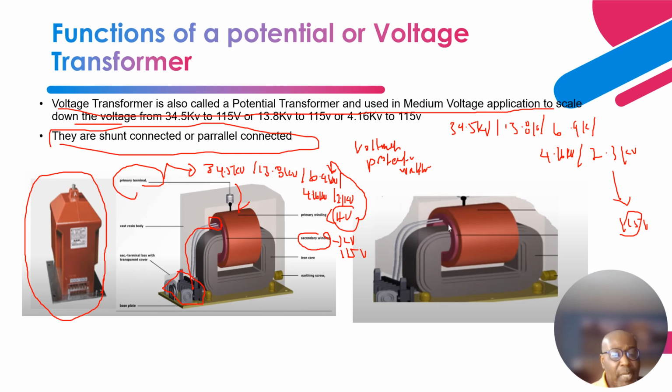Out here is your 115 volts. That is what comes out of the secondary compartment over here. And you have the earthing screw over here.